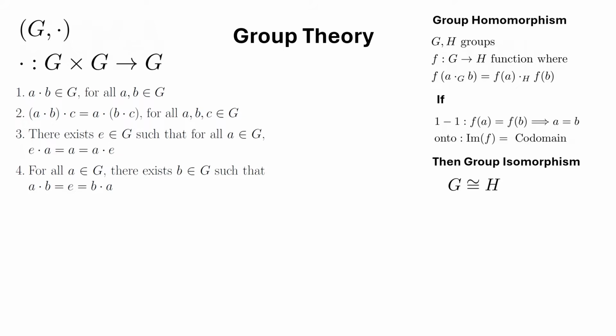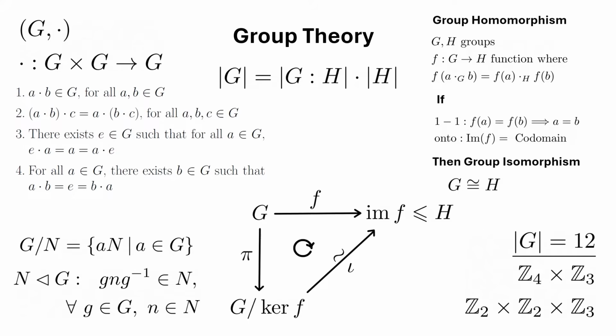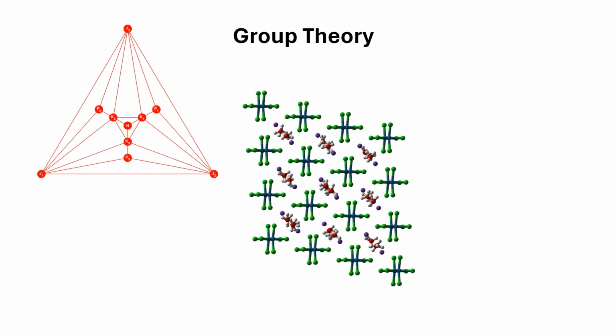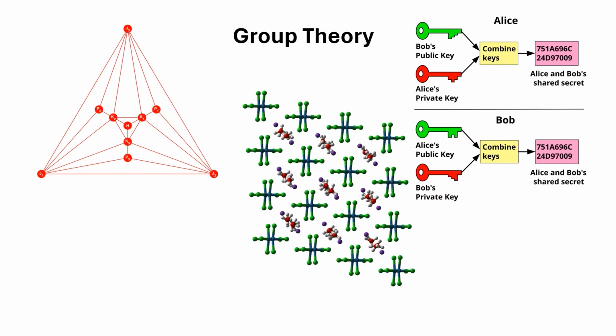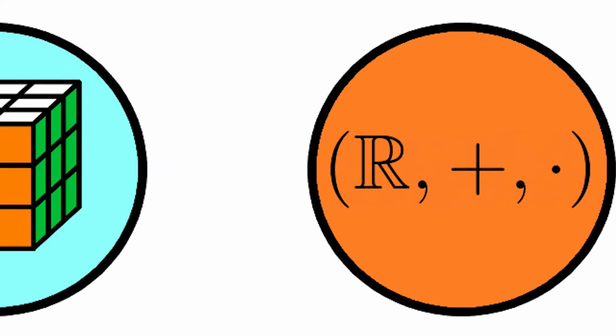Some important group theory ideas and results include normal subgroups, quotient groups, the classification of finite abelian groups, the Sylow theorems, Lagrange's theorem, and the three group isomorphism theorems. Group theory has applications to quantum mechanics, crystallography, analyzing molecular vibrations in molecules, cryptography, error-correcting codes, DNA structure and protein folding, and more.